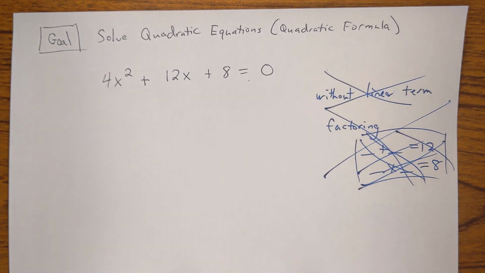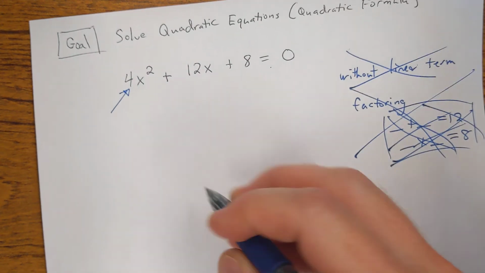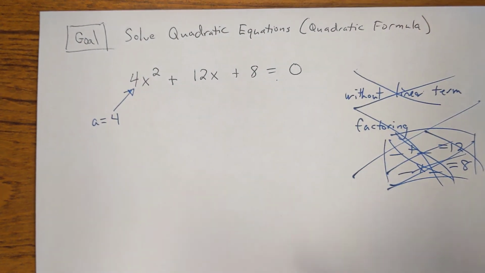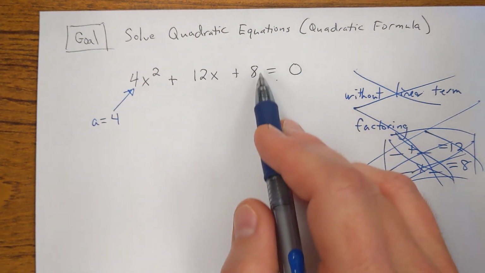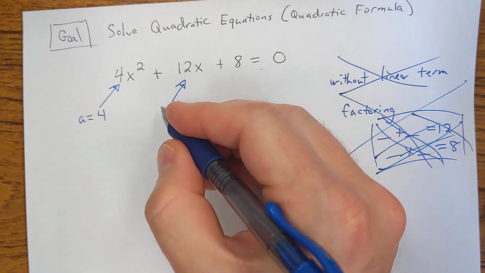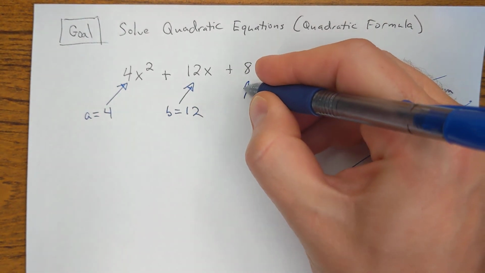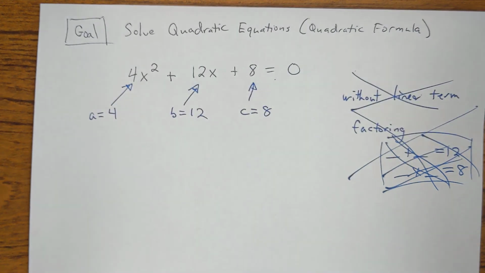All right, so the way the quadratic formula is used is this. The coefficient of our quadratic term is called a. We're going to say a is equal to 4. And by the way, for this to work, our equation needs to be in standard form. It needs to be equal to 0, like this one is. Now we're going to take the coefficient of our linear term, the 12, and we call it b. Likewise, we're going to take this constant term, this 8, and call it c.